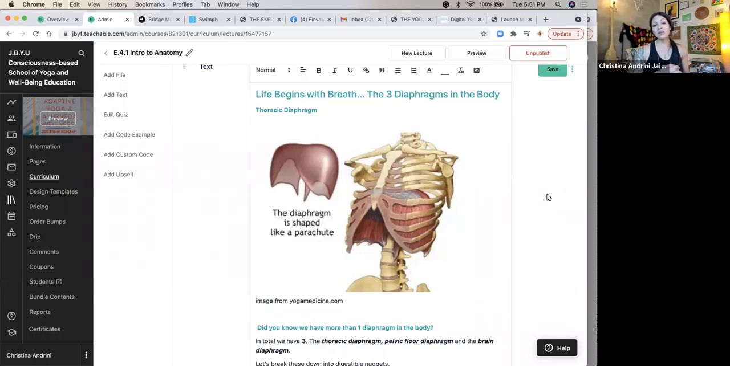So we begin with breath and the three diaphragms in the body, specifically starting with the most popular one: the thoracic diaphragm. This thoracic diaphragm is shaped like a parachute. It is connected to the lower six ribs, attaching mainly to the L1 to L3 lumbar spine. When we inhale, it flattens, and this flattening gives room for air to fill up and expand into the lungs.